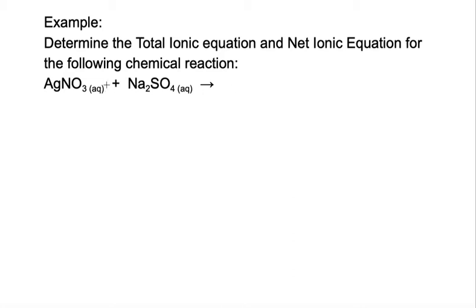So if I look at this particular question, I've got silver nitrate and sodium sulfate. This looks like it could be a double displacement. So if it's going to be a double displacement, I'm going to end up with Ag2SO4 and NaNO3.